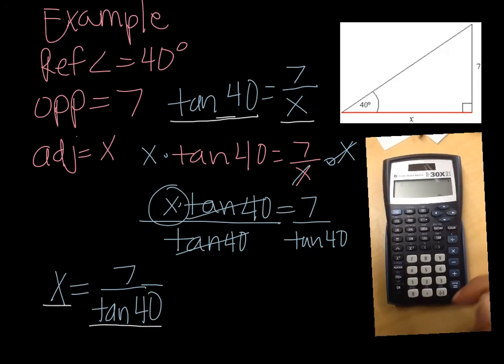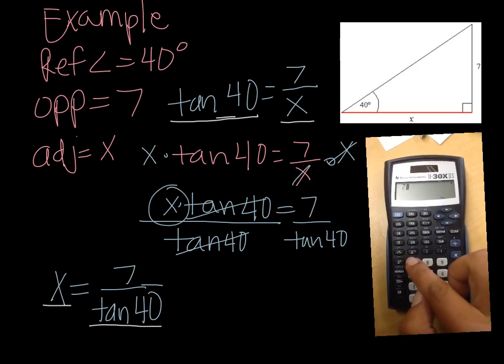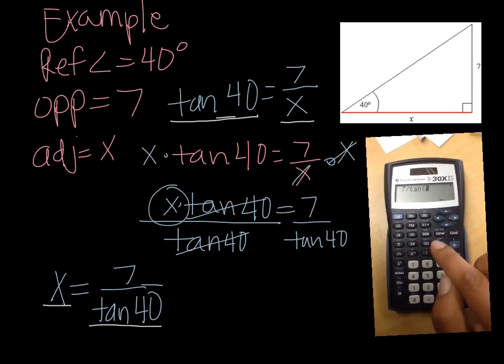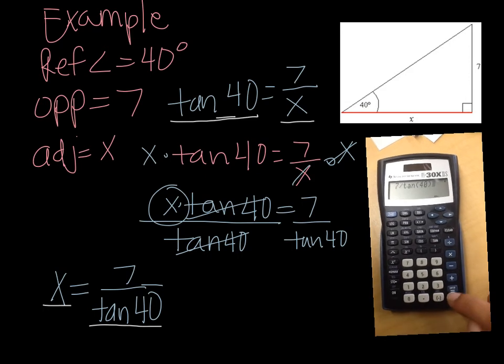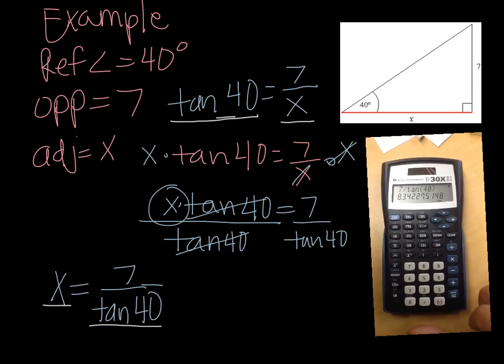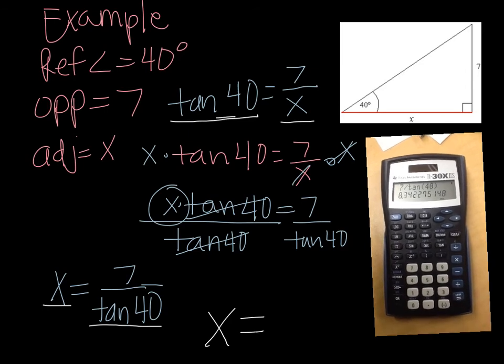For this problem, we're looking at x equals 7 divided by tangent of 40. We plug that in as 7 divided by tangent 40. Close our parentheses. Hit enter. We have 8.34, which we can round to 8.3.